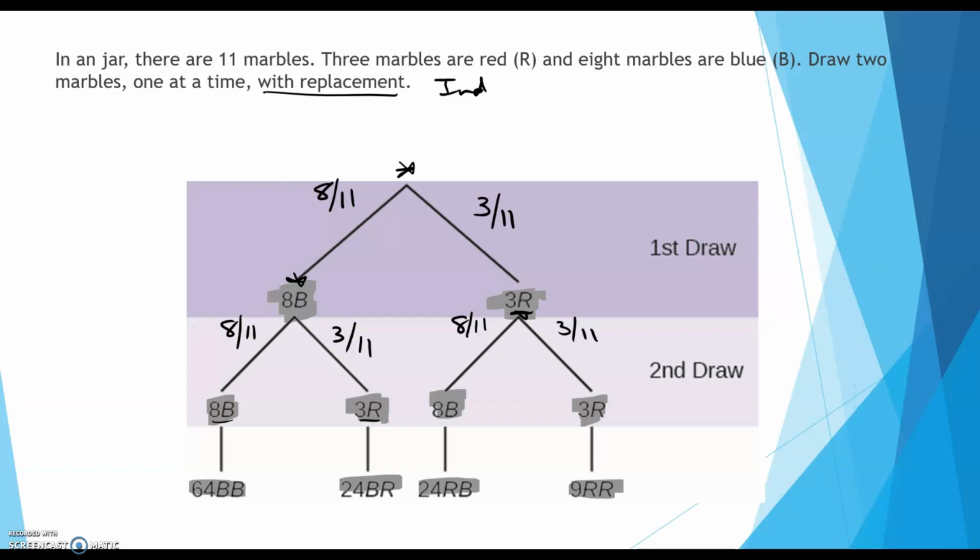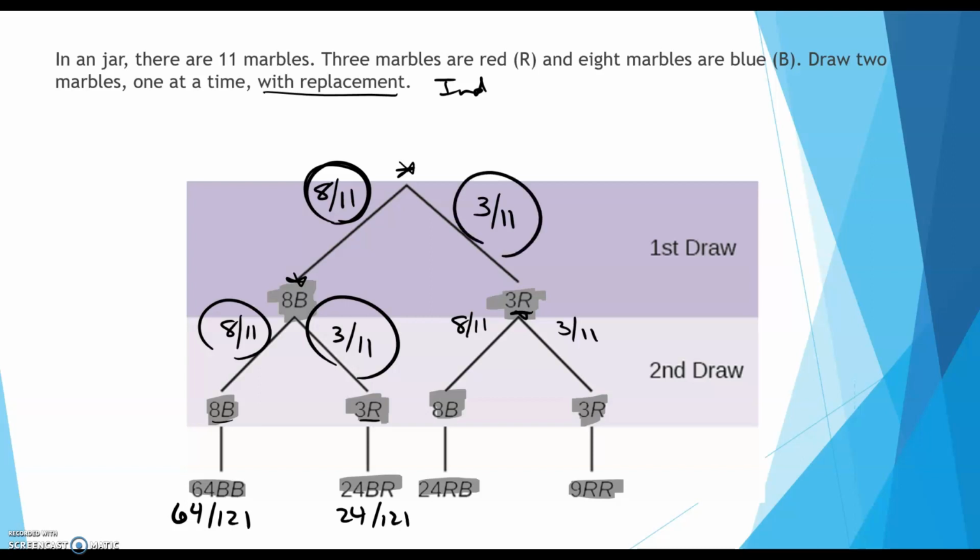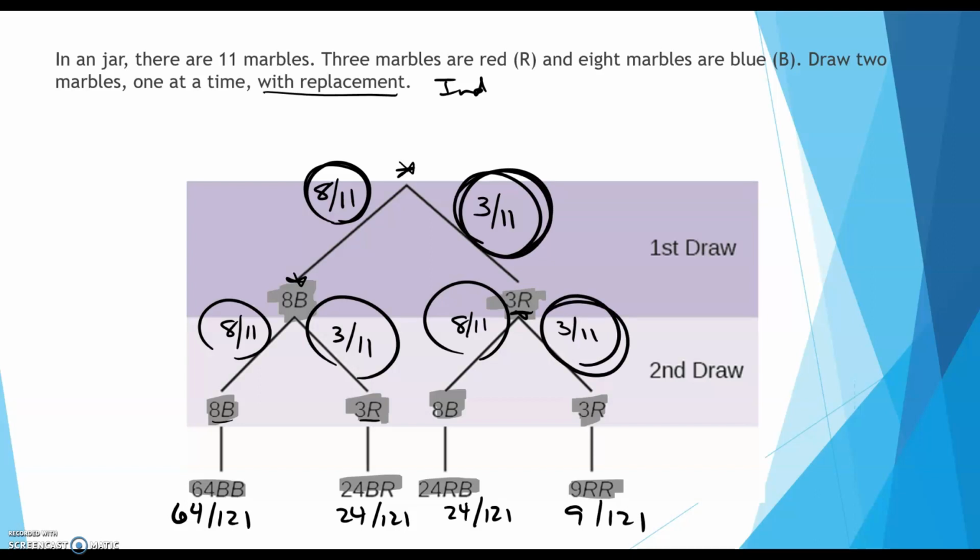We can also label this as, we can take the 8 over 11 times 8 over 11. That would give us 64 over 121. Or the 8 over 11 times 3 over 11, that would give us 24 over 121. Or the 3 over 11 times the 8 over 11, that would give us 24 over 121. Or the 3 over 11 times the 3 over 11, that would give us 9 over 121. So you can use either just the frequencies or you can use the probabilities.